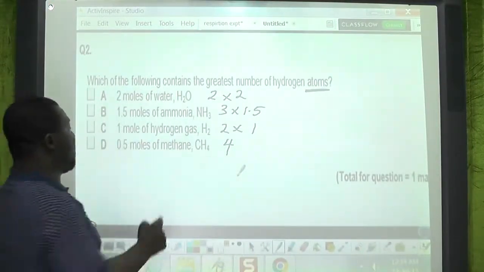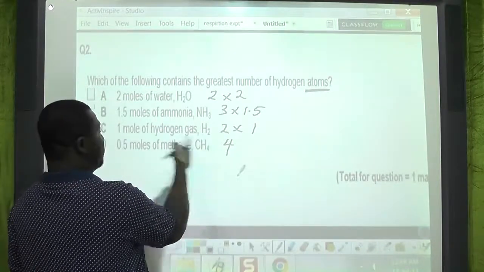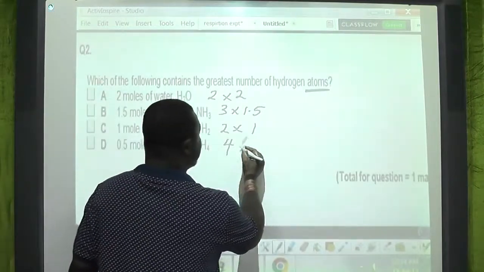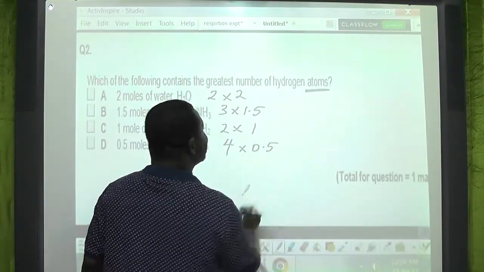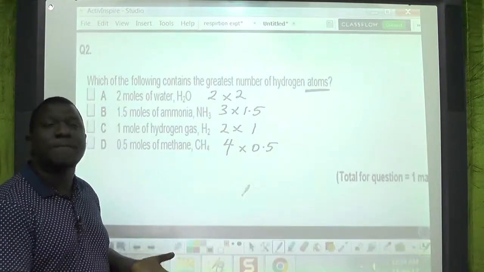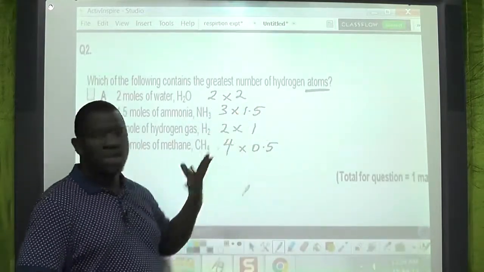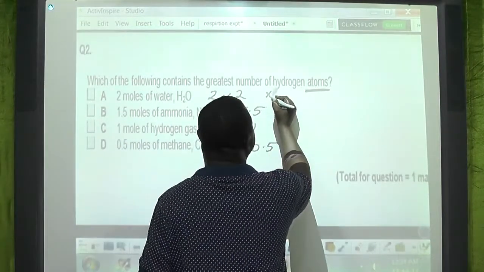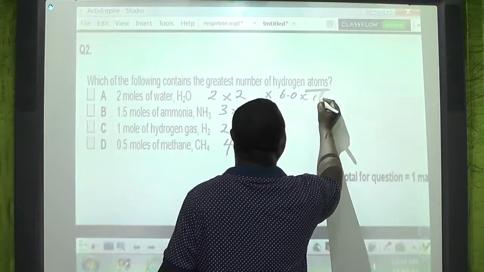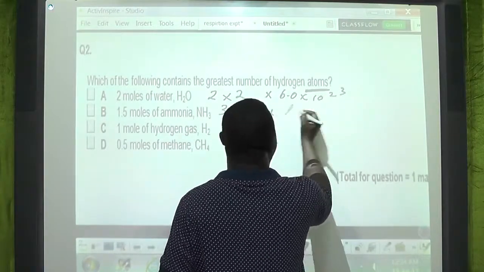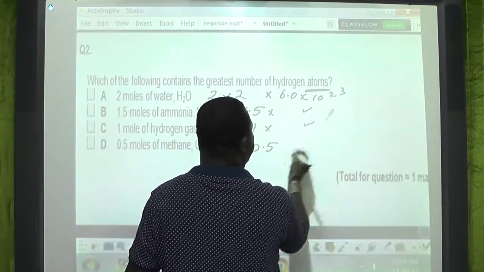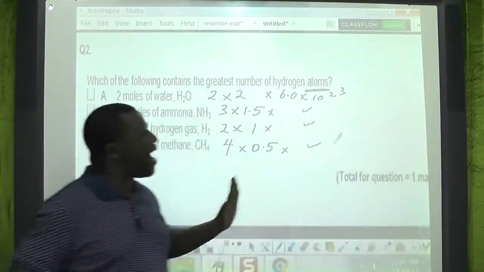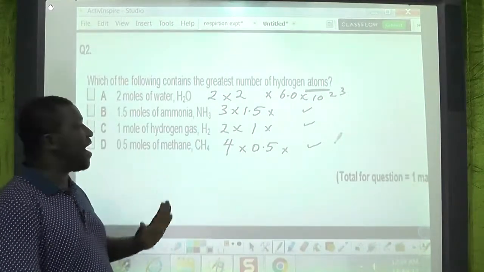0.5 moles of methane: we have 4 in 1 methane. 0.5 mole, in 1 mole of methane we have 4. So multiplied by 0.5. Of course, this is not the number of hydrogen atoms we have. To get the number of hydrogen atoms, we now have to multiply everything by 6.0 times 10 raised to power 23, multiply by that, and multiply by that. Then the answer we get will be the number of what? The number of atoms of hydrogen we have there.